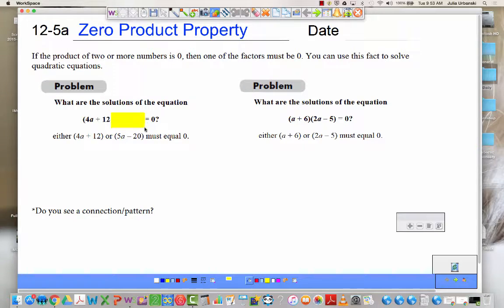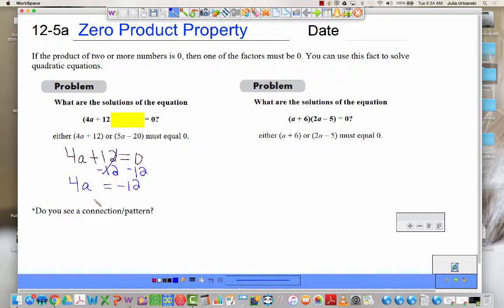So ignore this one for a second. We're going to take our 4a plus 12 and we're going to make it equal to 0. All right, now that's pretty easy for everybody to do. You subtract 12 from both sides, minus 12, and you have 4a equals negative 12. And then, I don't have to write it out. You guys can divide by 4 in your head, right? What would this answer be? Negative 3. Good.